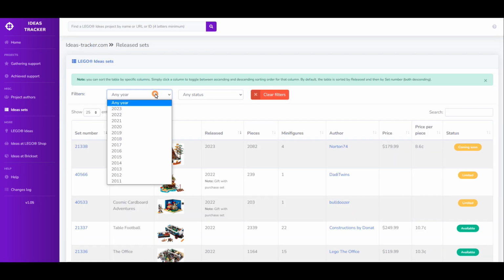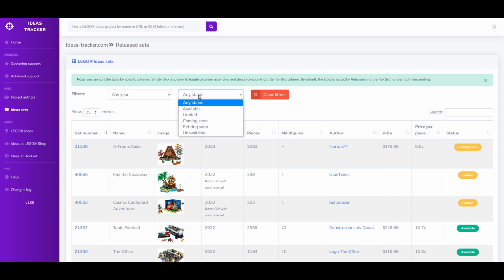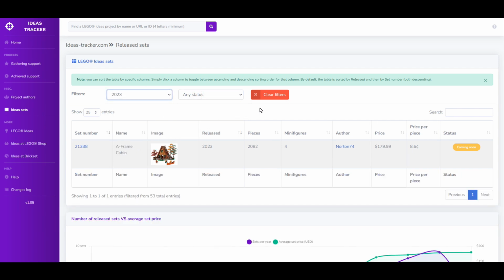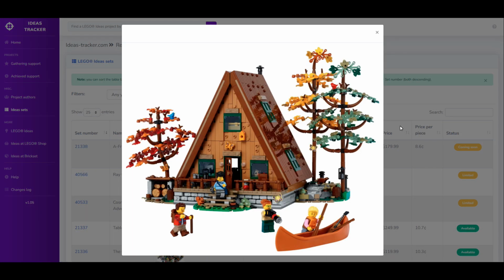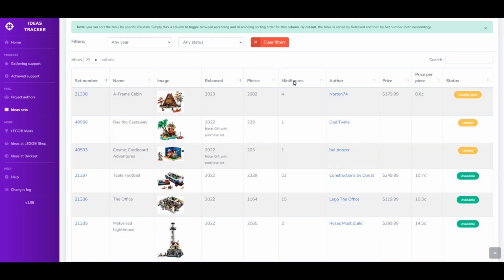Finally, we have the Ideas Sets page where you can find every set released so far along with its current status and plenty of data. Which set had most minifigures? Which had the least pieces? What's the meaning of life? We can answer all of these except the last one.